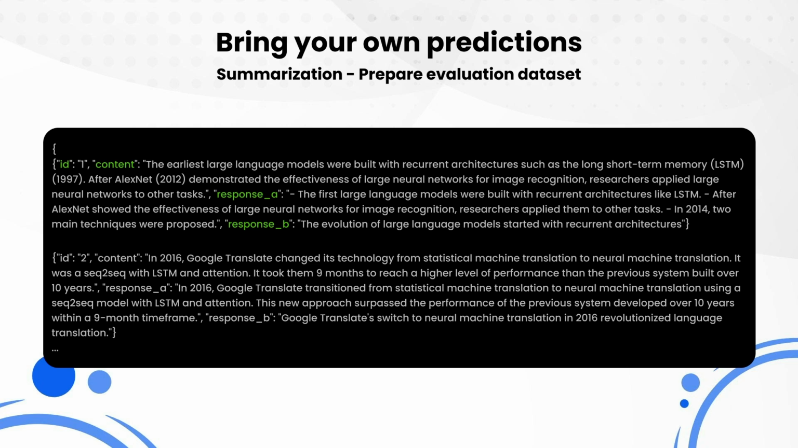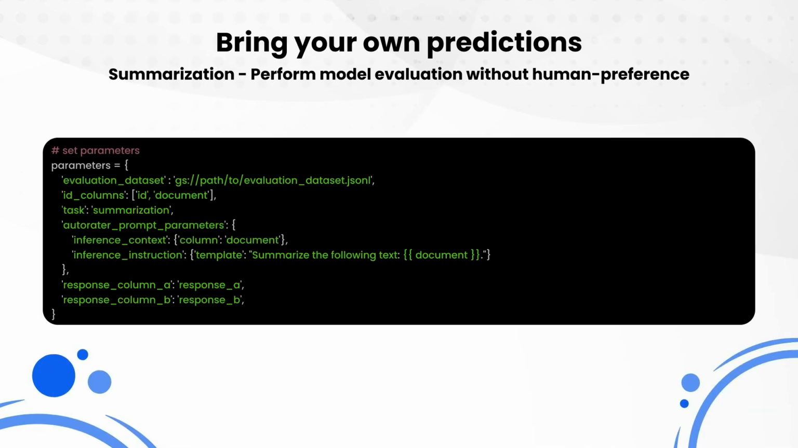AutoSxS accepts a single evaluation dataset. The dataset must include at least one example, but for proper evaluation task, something around 400 to 600 examples are recommended. Each unique example has a unique ID and includes content and responses. We also can add an additional column for taking human preferences into account as well.